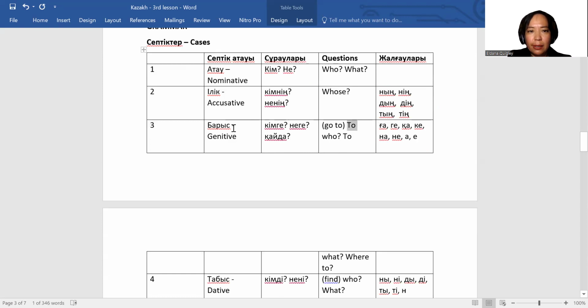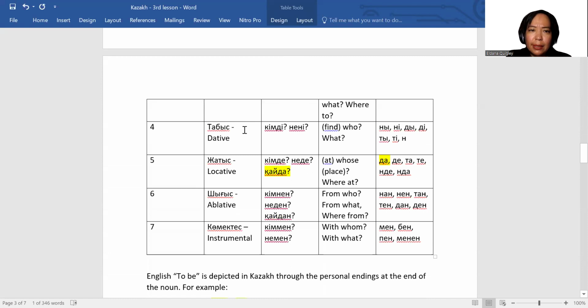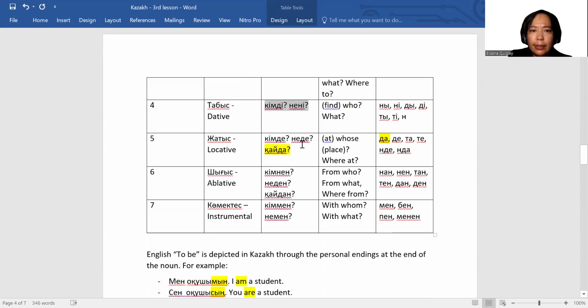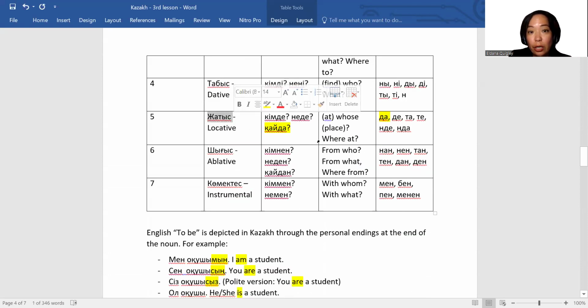So basically, барыс, from the name of this, as a Kazakh, I inferred that this is to go somewhere. To who, to what, and where to. Табыс, to look for who, find who, and what. Кімді, нені. Жатыс is location. Where at, whose place at. Whose place, at whose place, where at. Where at is the best translation of Қайда.